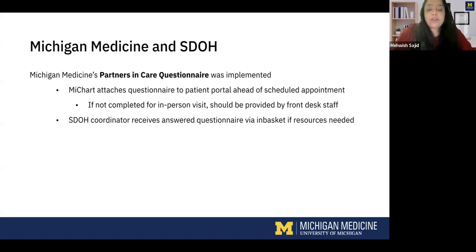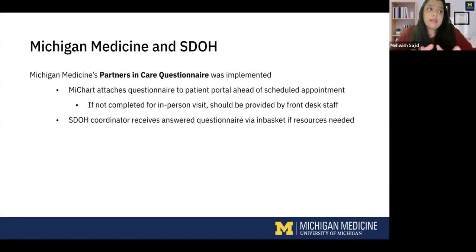So it's possible that you might see these questionnaires and not know what to do, especially because some of them, the patient has asked for resources. I spoke to our social determinants of health coordinator, one of three, and she told me that initially the Partners in Care questionnaire was sent out only to primary care patients. They found out that they were missing a large population of patients who don't have a primary care physician in Michigan Medicine. They might only see specialty care providers, and they still have needs that aren't being addressed.